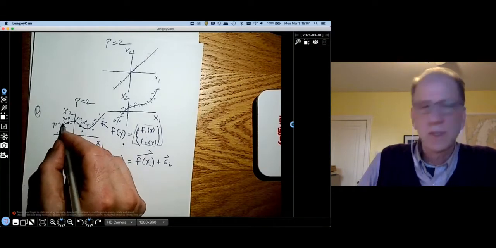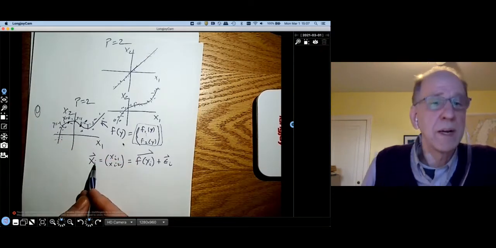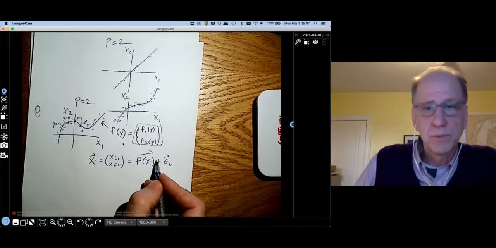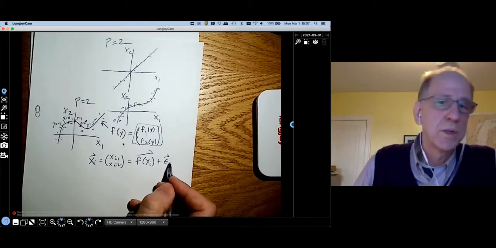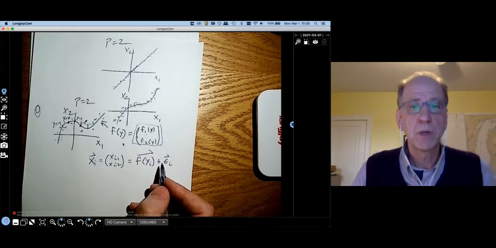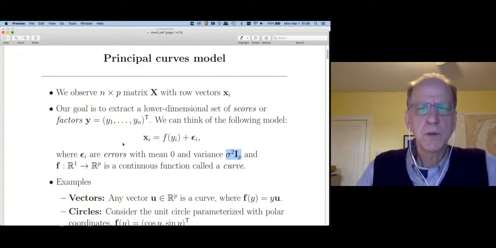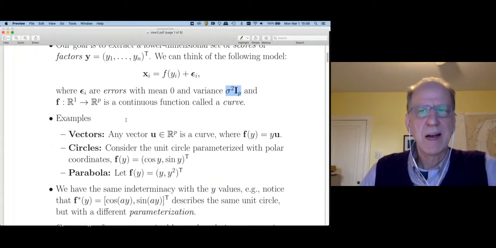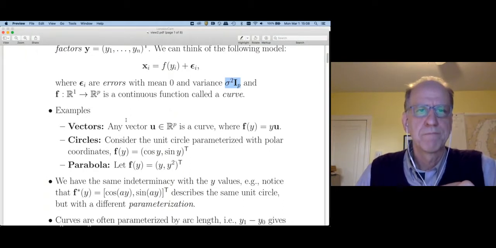Each one of these points that I've generated is one of my x sub i's. And so where did that come from? Well, it comes from some point on the curve with some noise. So that's the basic idea of the principal curves model. Well, let's go back to my course packet. I've put together a couple concrete examples for us.